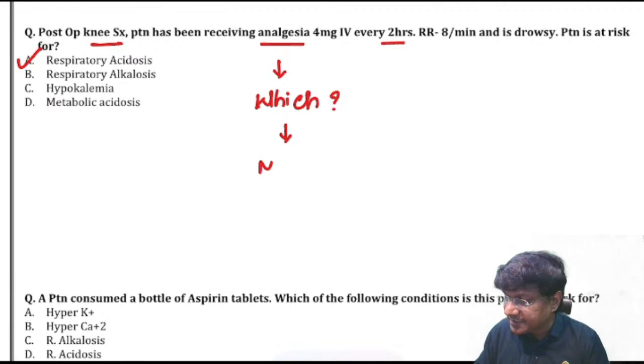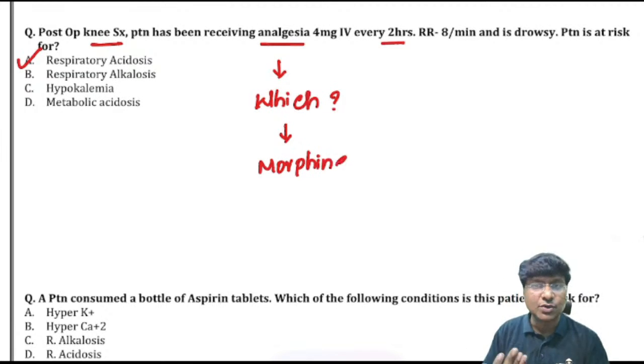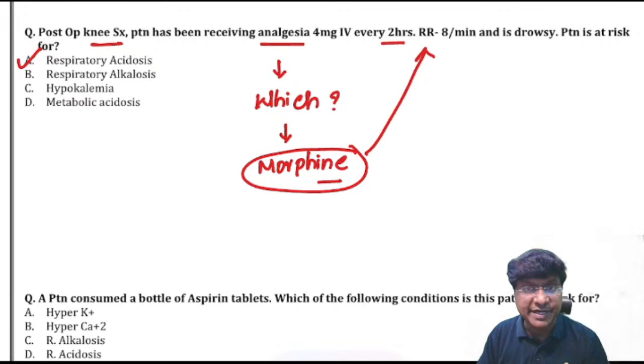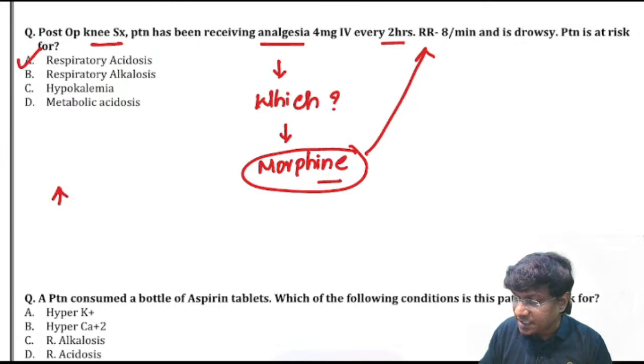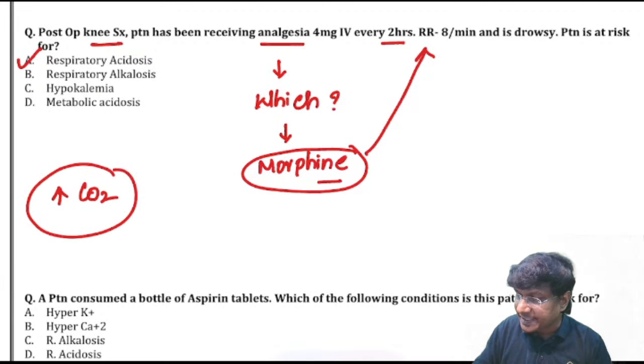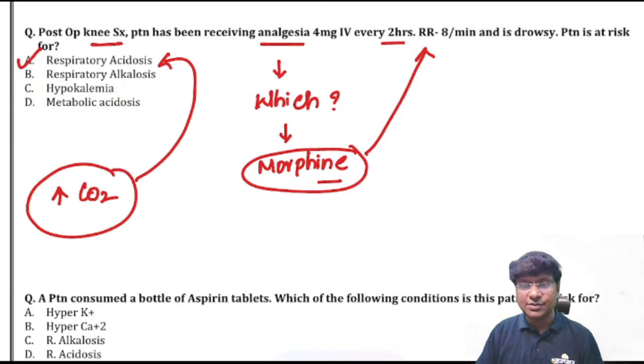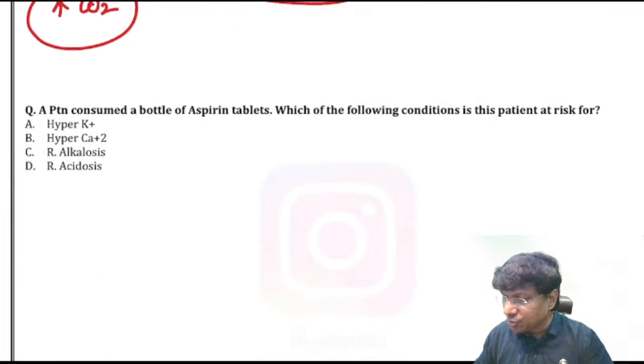You should understand that the analgesic agent given to this patient is morphine, which is an opioid. Why are we considering that the patient is being given morphine? That is because opioids decrease the respiratory rate by suppressing the respiratory center. When the respiratory rate is reduced, there will be an increase in your carbon dioxide levels, a buildup of carbon dioxide. Once there is an increase in carbon dioxide, we call this respiratory acidosis. So the answer to this question is A, the first option. Now we'll move on to the next one.